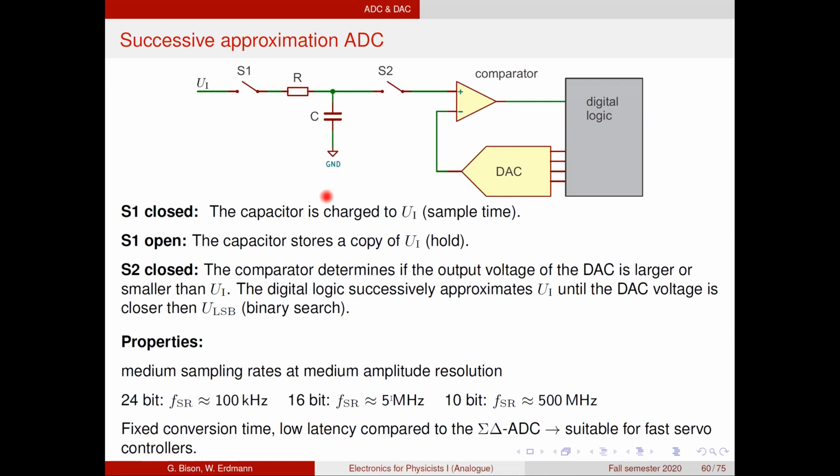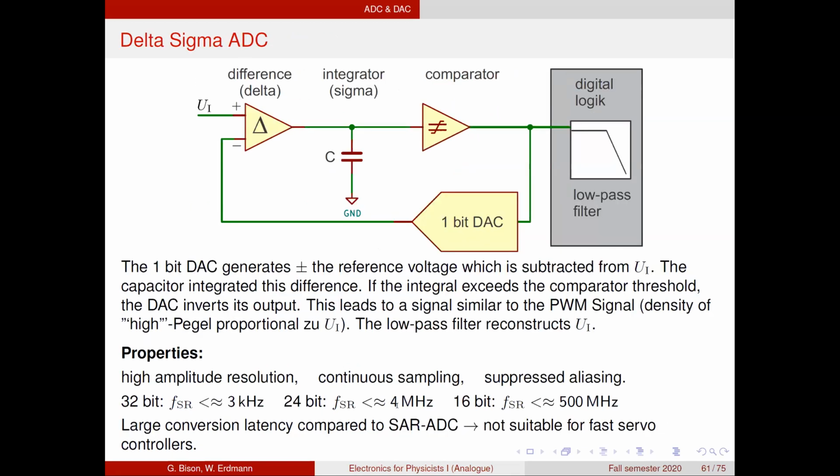So the advantage of a successive approximation ADC is that it has a fixed conversion time. This program to search for the correct value needs some time, and then the answer is there. The latency is low, it's just one conversion time. And for that reason, it's also suitable for fast servo controllers where you want to measure a voltage, react to it, then measure again, react to it again, and so on.